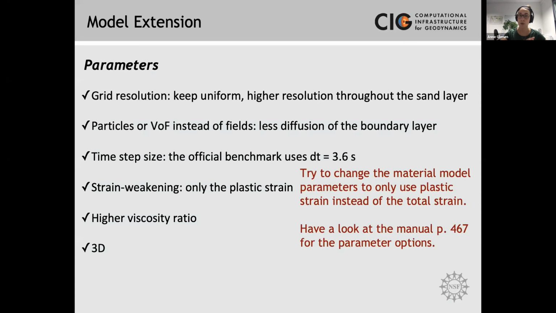So what I wanted to give you as a sort of homework yesterday was to try and change the strain weakening mechanism, but I think I will just leave that for you to try in a break or after today's program. But the solution is also to be found in the slides here.